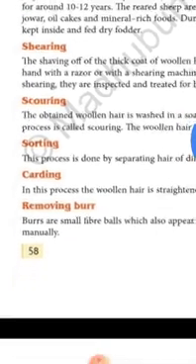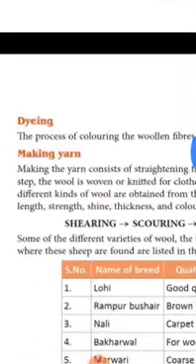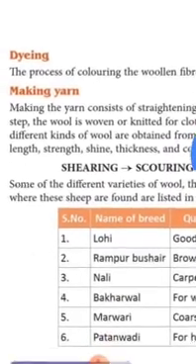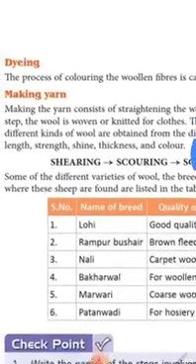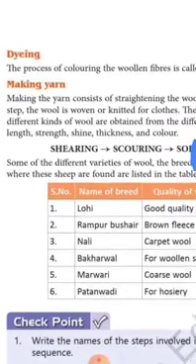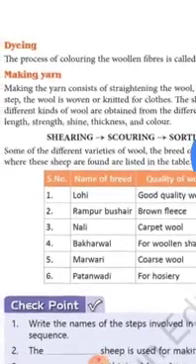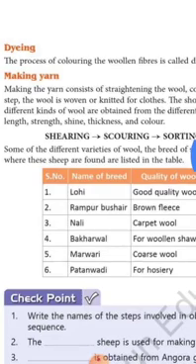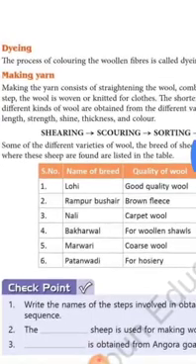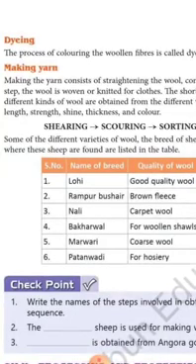After removing burrs, the fleece or hairs are colored, since the natural fleece of sheep is white, black or brown in color. To get different colors of woolen fiber, these fibers are colored, and after that it is ready to make yarn. Making the yarn consists of straightening the wool, combing it, and then spinning it, and finally the wool is ready for knitting clothes.